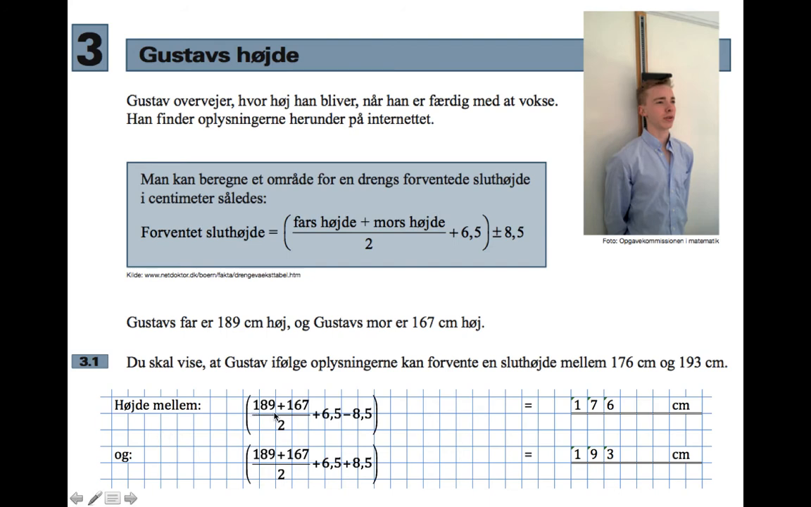The least his height can be is this expression here: the father's height plus the mother's height divided by 2 plus 6.5, and then you've got the plus or minus 8.5, so that will be the least if it's minus 8.5, and that gives the 176. Or the highest it can be is if you have 189 plus 167, the father plus the mother, divided by 2 plus 6.5, and then plus 8.5, and that gives you the 193. So the plus and the minus is giving you the upper and lower boundaries of what you could expect his height to be.